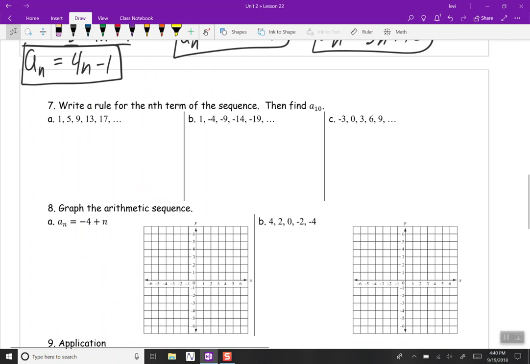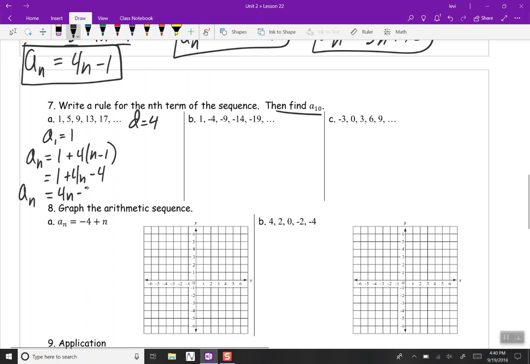Seven, write a rule and then find the 10th term. So here our common difference is what? We're adding 4 to get from each term. Our first term is 1. So a sub n equals 1 plus 4 times n minus 1. This will be 1 plus 4n minus 4. So our rule is 4n minus 3.